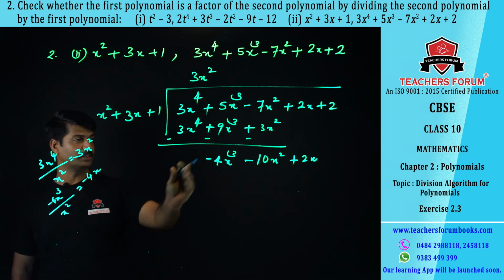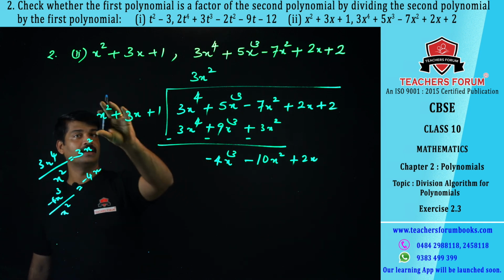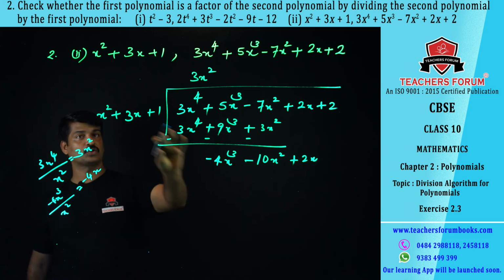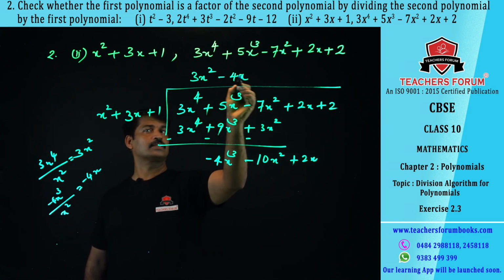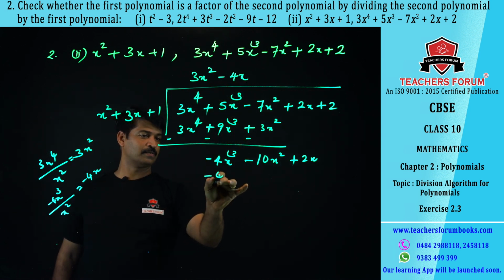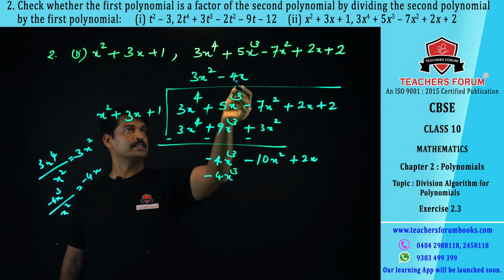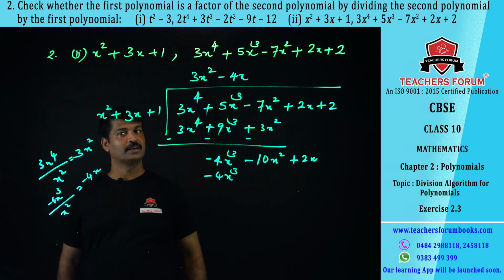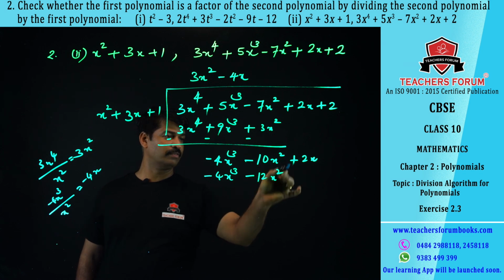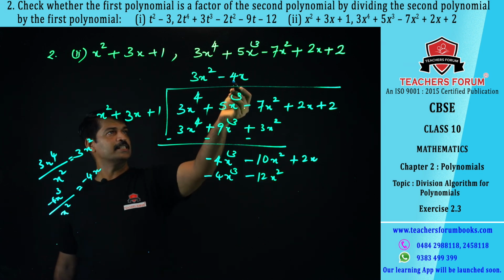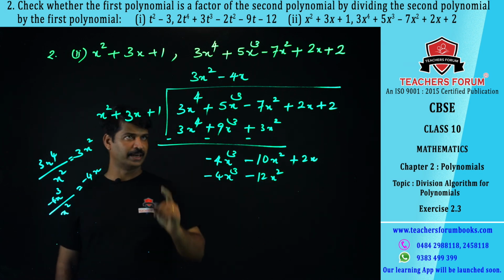Is it clear? You have to divide the first term here by first term here. So minus 4x cube by x square, that is minus 4x. So what is minus 4x into x square? Minus 4x cube. Minus 4x into plus 3x, minus 12x. Isn't it? Minus 12x square. Minus 4x plus 1. Minus 4x.